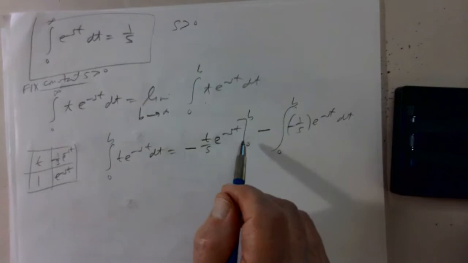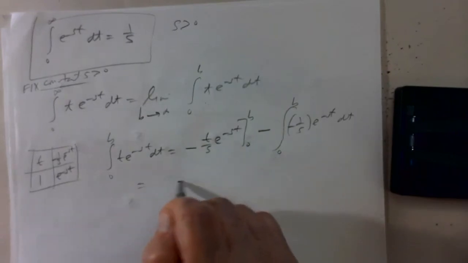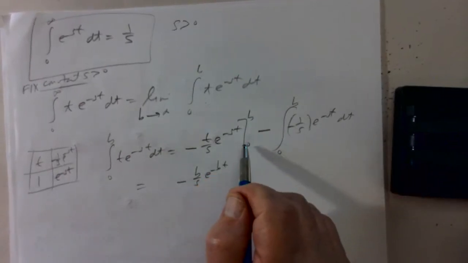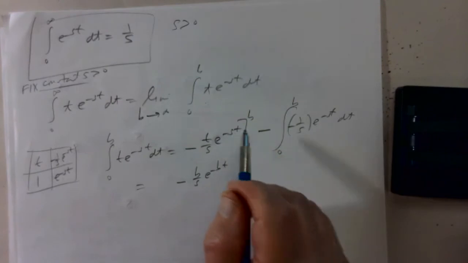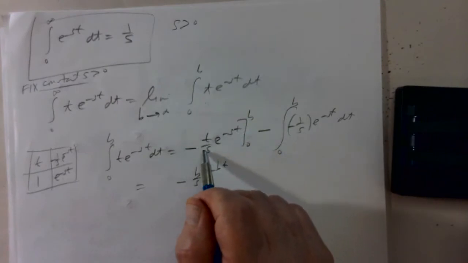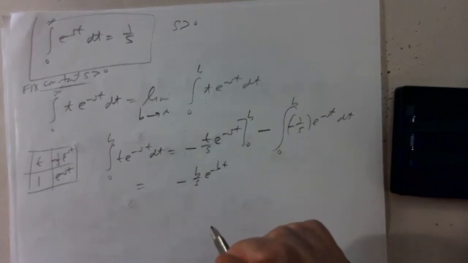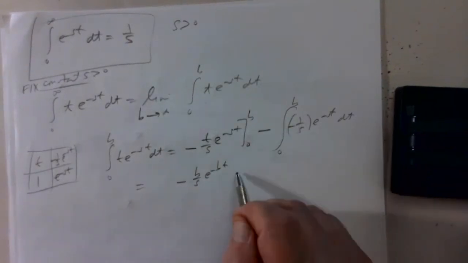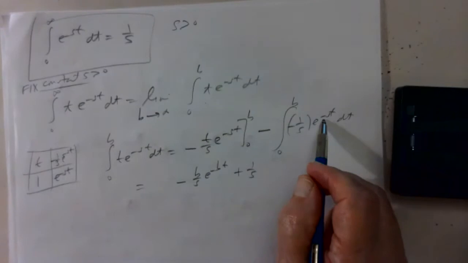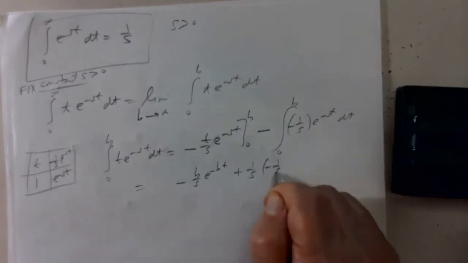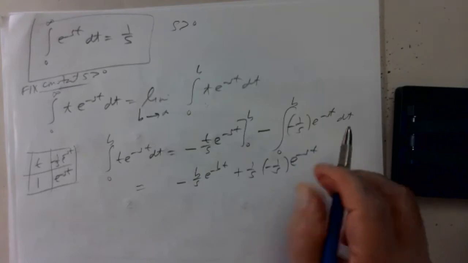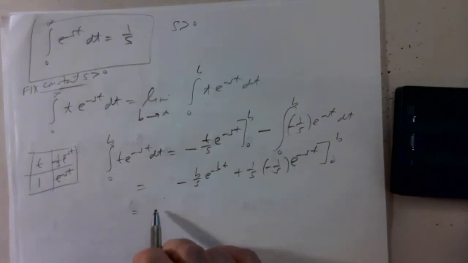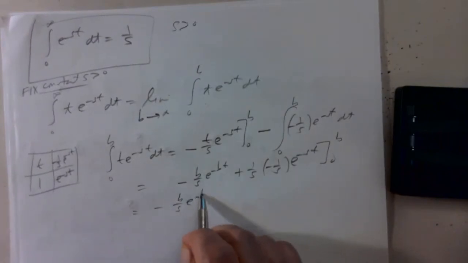So when t is equal to b, this is minus b over s e to the minus sb. And when t is equal to 0, this is 0, right? So it's just minus b over s e to the minus sb. And this is plus 1 over s. The integral of e to the minus st is minus 1 over s e to the minus st, evaluated from 0 to b.